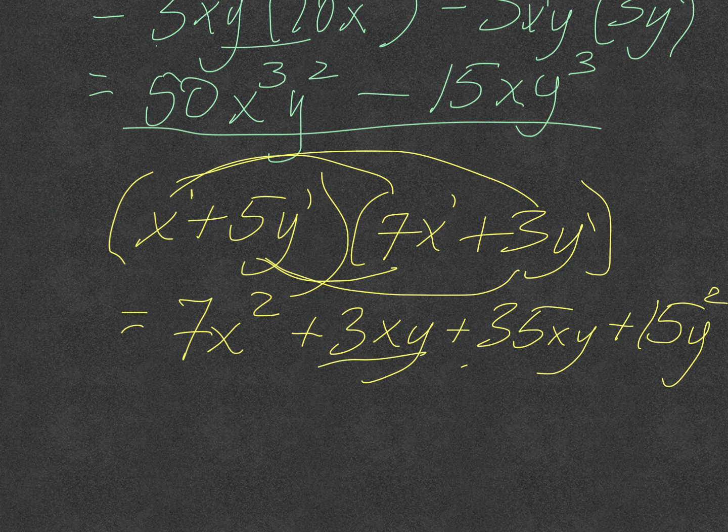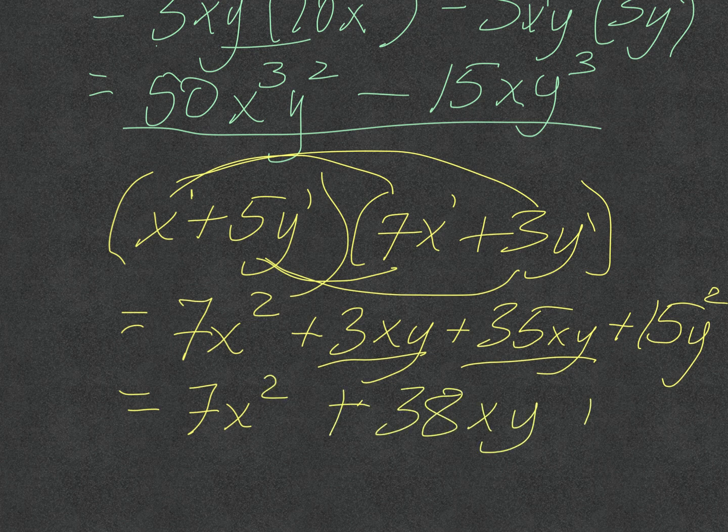Now we have two sets of like terms, so we want to add those together. So 7x squared plus 38xy plus 15y squared. Okay? And so as you can see, the multiplication proceeds forward like it always has, using the same techniques, but then we have to be careful to pay attention to exponent, what we do when we multiply things with exponents.